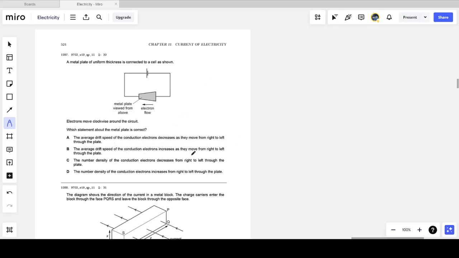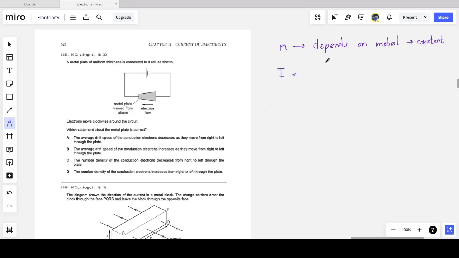B: The average drift speed of the conduction electrons increases as they move from right to left. C: The number density of the conduction electrons decreases from right to left. Or D: the number density of the conduction electrons increases from right to left. What did we say about number density n? Number density depends on the metal. It depends on the substance in which the current is being conducted. I have the same metal throughout. This entire metal plate is made from one metal, so n must be constant, meaning we can immediately eliminate options C and D. So it has to be option A or option B.